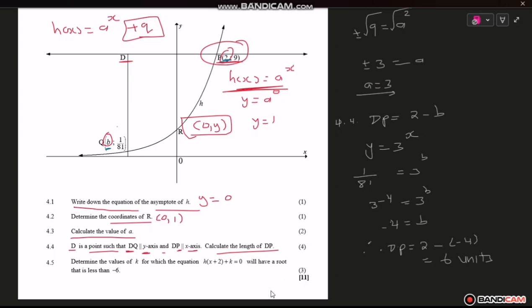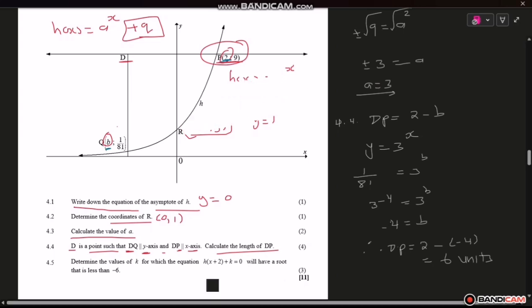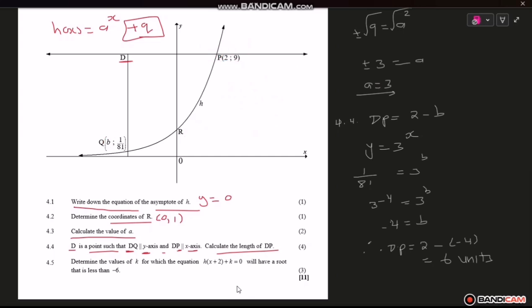Let me try to explain this. For us to find the length of DP, we say 2 minus the x value of Q. So this is the length, right? For us to find that length, we say 2 minus the x value of Q. It will give us the length of DP. I hope it makes sense, guys. So this is how you solve this.